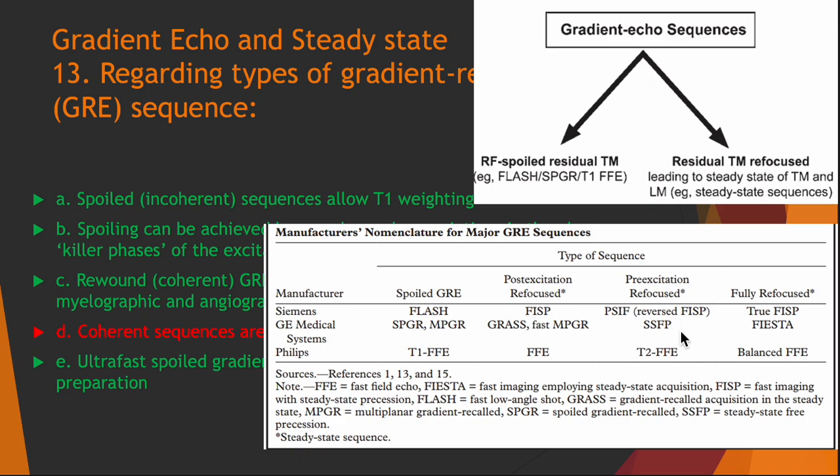So this is just another box which I put from one of the articles, where these are the spoiled, that is the incoherent, sequences. Siemens, it is known as FLASH. GE, it is known as SPGR. Philips, T1 FFE, that is fast field echo. Then the types of sequences which are the coherent ones, that is rebound, refocused or rewound sequences. They could be post excitation, pre excitation, or fully refocused, and these are the names given by different vendors using the same physics principles.